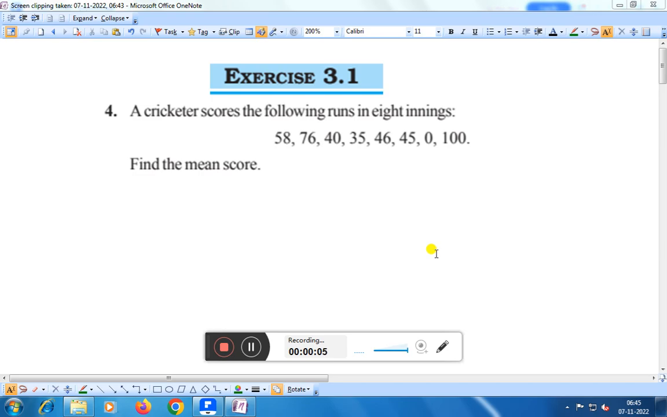A cricketer scores the following runs in 8 innings: 58, 76, 40, 35, 46, 45, 0 and 100. Find the mean score. Right.